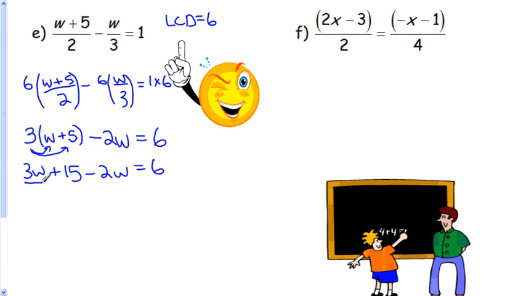Okay, now combine the like terms, which in this case happens to be 3w and 2w. And that will actually give me just w. I can bring the 15 to the other side, which becomes minus 15. And I get w is equal to minus 9. Okay. Here, what's the LCD? LCD is equal to 4. So I'm going to multiply both terms by 4.